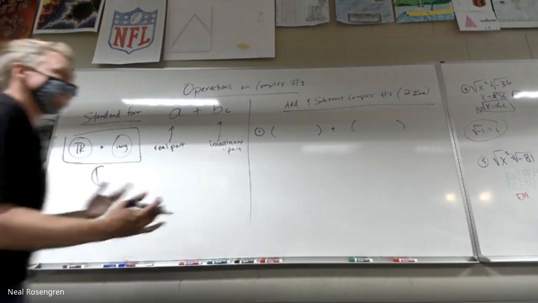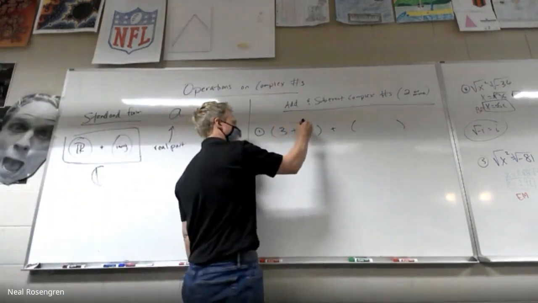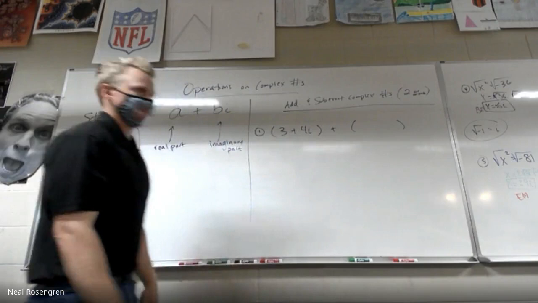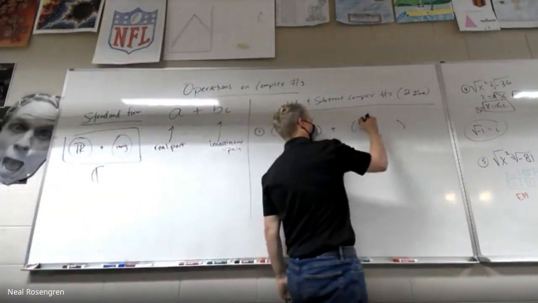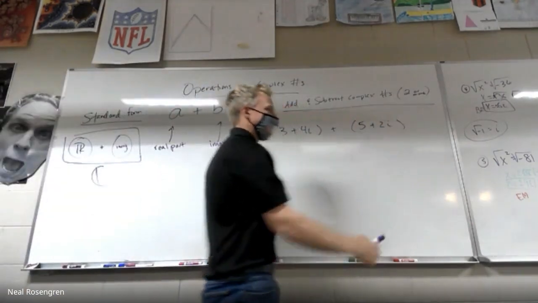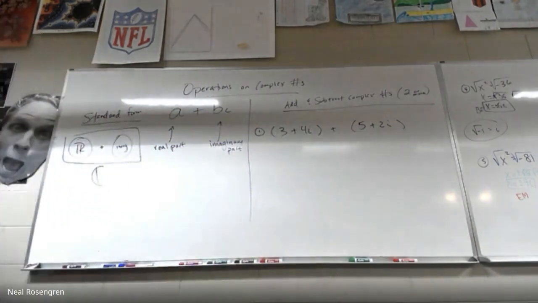Okay, and so a complex number could look like this: 3 plus 4i. That's a complex number. It's got a real part and an imaginary part. They both happen to be non-zero. That's cool. They could have been 0. They could have been negative, positive, whatever. And then, I don't know, like 5 plus 2i. Maybe that's the next complex number that I want to add together.